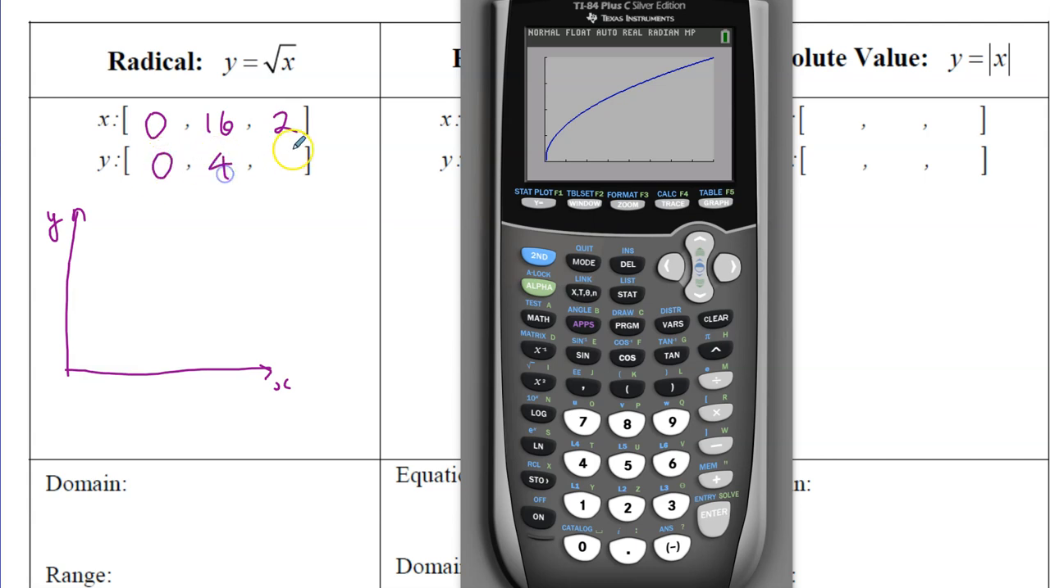Where did I go? 0 to 4 by 1s. So 4, 3, 2, 1. And 2, 4, 6, 8, 10, 12, 14, 16. Okay, all nicely labeled. We got 0, 0. The square root of 1 is 1. 2, 3, 4. The square root of 4 is 2. Oh, no, wait. These are 2s. Back up. Okay, hang on. Okay. That's one. Always watch the scale.